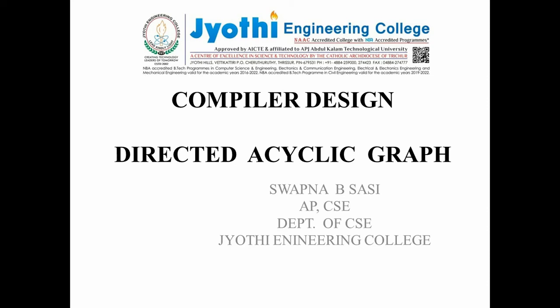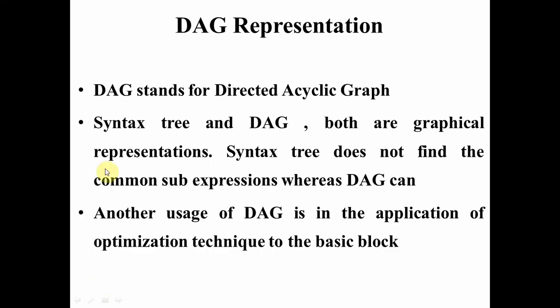I am going to take a topic, Directed Acyclic Graph, from Compiler Design. A DAG stands for Directed Acyclic Graph. Both syntax tree and DAG are graphical representations. A syntax tree doesn't find the common sub-expressions, whereas a DAG can find out the common sub-expression. Another usage of DAG is in the application of optimization technique to the basic block.